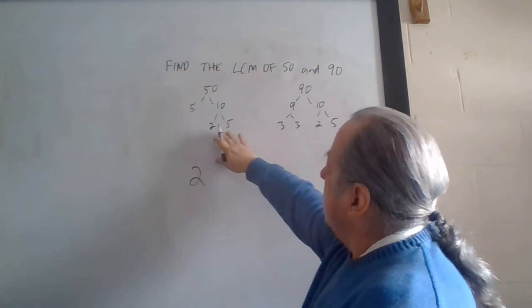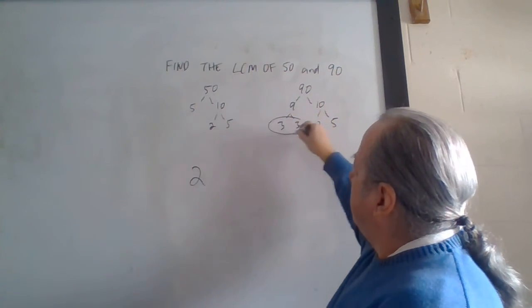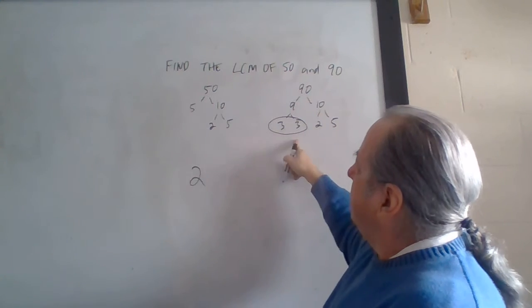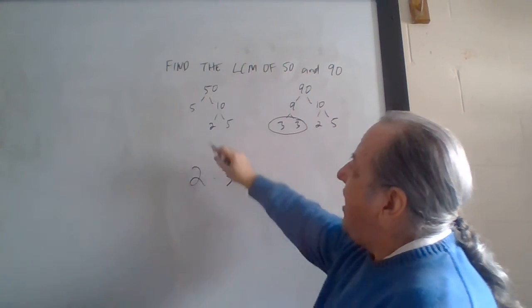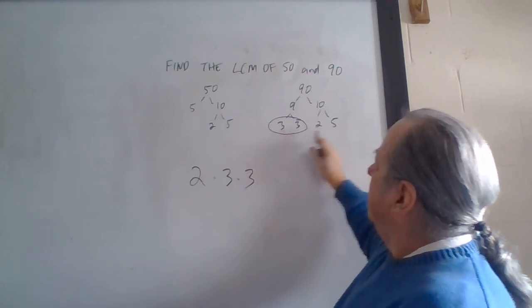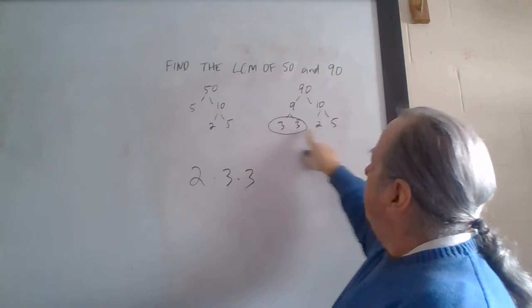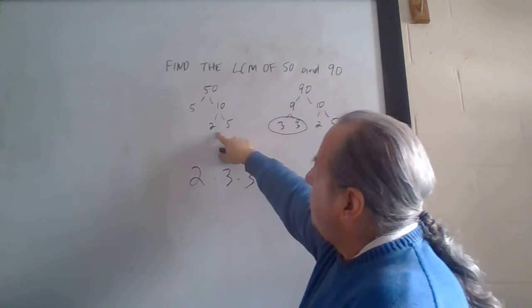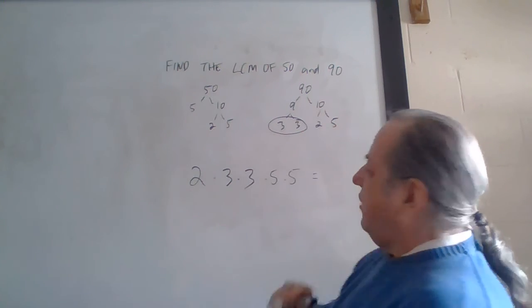The 3's, there are no 3's here. There are 2 3's here. So this is the biggest number of 3's in either of the trees. So I'm going to use both of those. And for the 5's, I have 2 5's here, 1 5 here. Which is bigger between 2 5's and 1 5? Yep, it's the 2 5's in this tree. So I'm going to use the 2 5's.